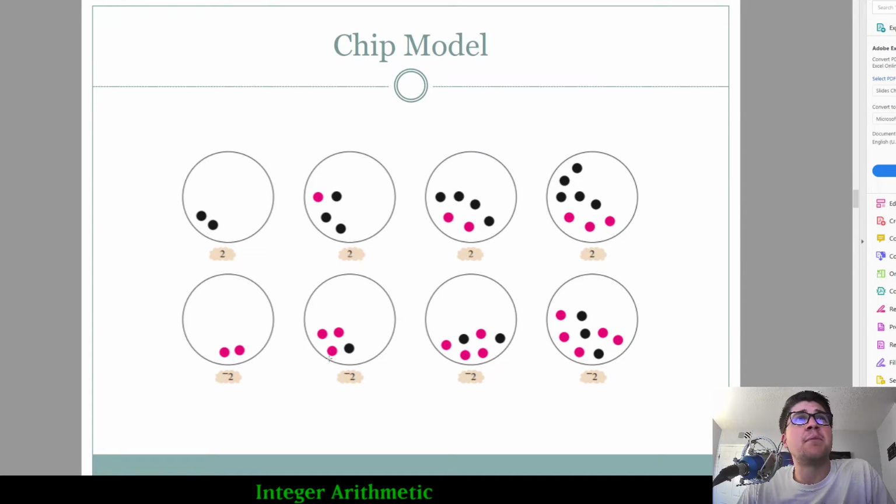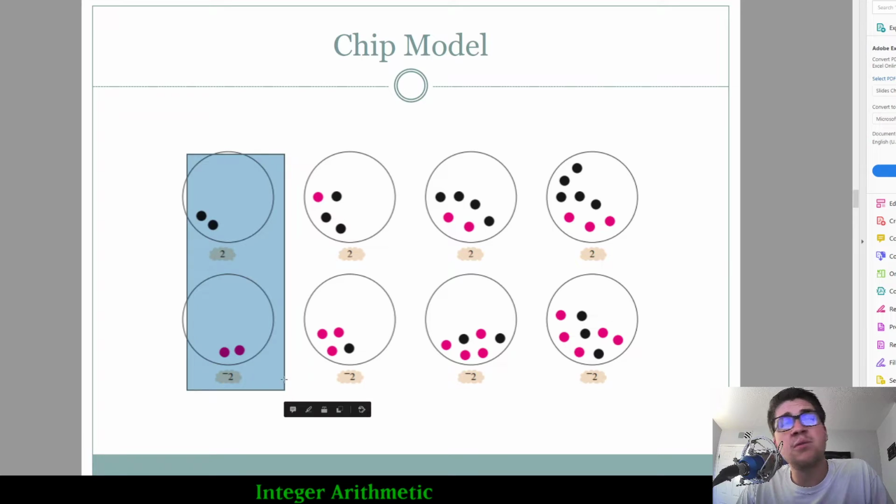But let's look at an example. Say we're using the chip model to describe numbers, right? The black chips represent positives. Again, you can use green if you want. And the red chips are going to represent negatives. So say, for example, we have a positive 2, that could be represented by 2 black chips. And if we have a negative 2, we just have chips of red color instead. And the point is we're distinguishing positives from negatives, whereas 2 is the absolute value, the raw number of them.